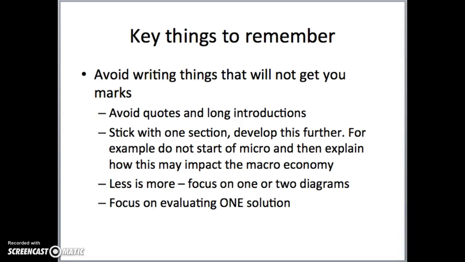You're also going to stick to one section of the course. So if you're talking about microeconomics and market failure, stick to that. Do not go into macroeconomics and talk about how it's going to impact the whole of the economy because of one market not performing, because you've only got 750 words and this is not a lot. Less is often more, so focus on one or two diagrams and explain these in great detail as opposed to including 3 or 4 and only explaining them briefly.